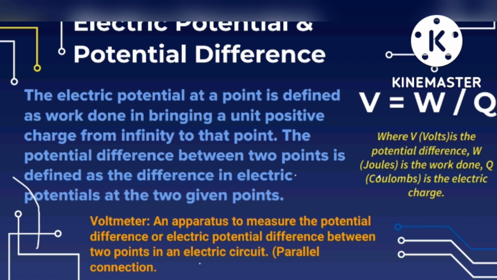Alright, so there is an instrument or apparatus to measure this potential difference at any two given points. That's the voltmeter. We always need to connect the voltmeter in parallel around a component, not directly in series in the wire.